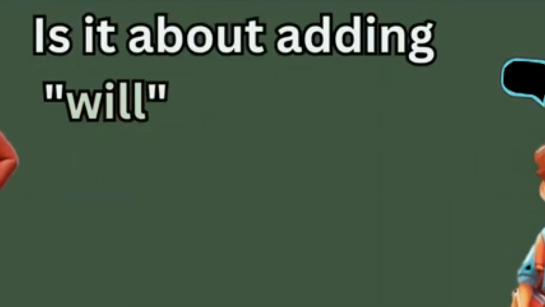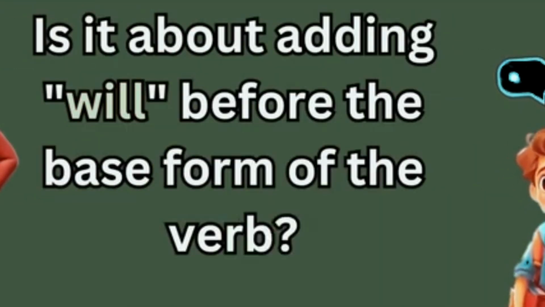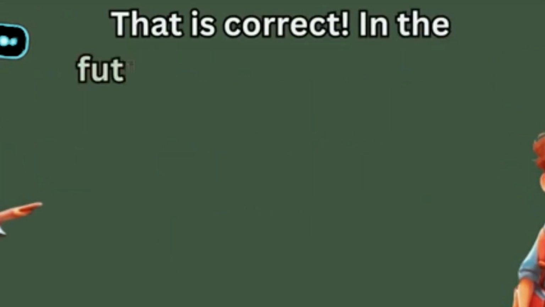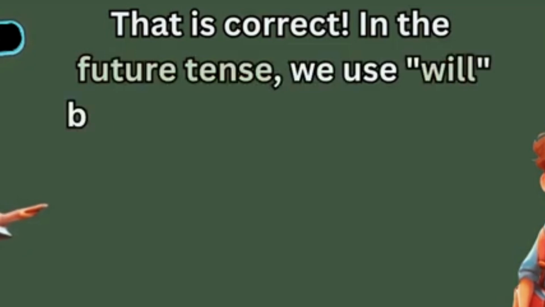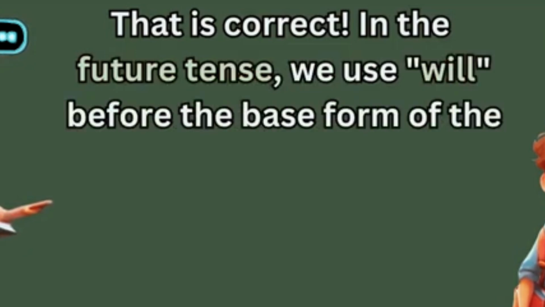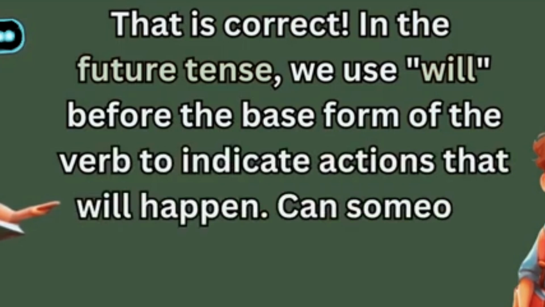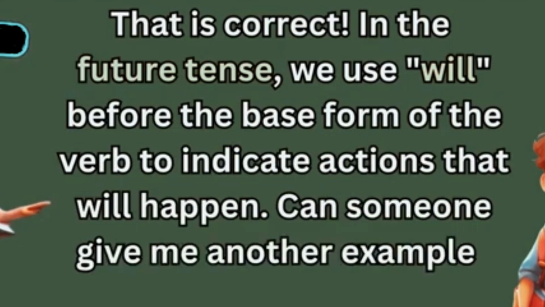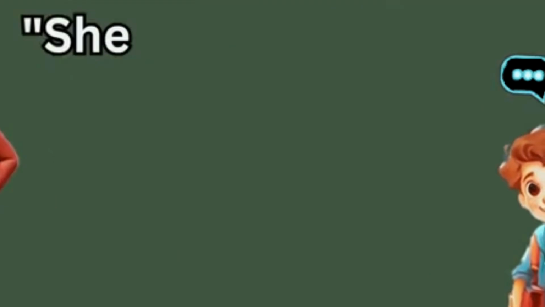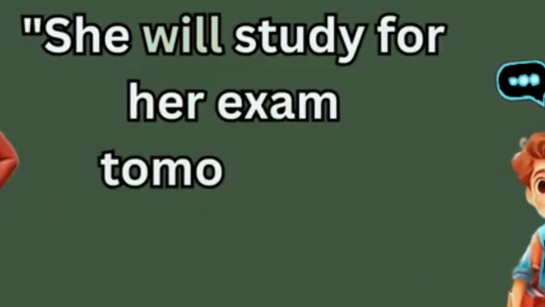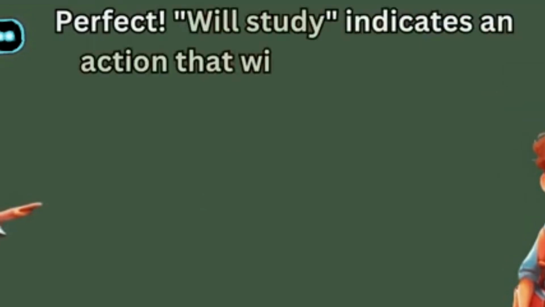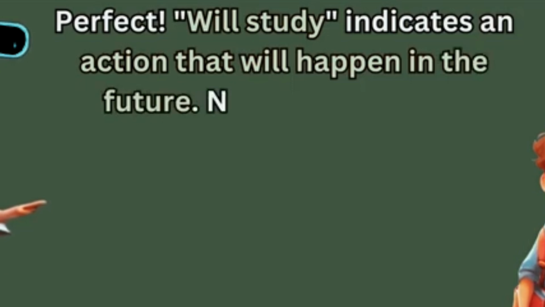Is it about adding will before the base form of the verb? That is correct. In the future tense, we use will before the base form of the verb to indicate actions that will happen. Can someone give me another example? She will study for her exam tomorrow. Perfect. Will study indicates an action that will happen in the future.